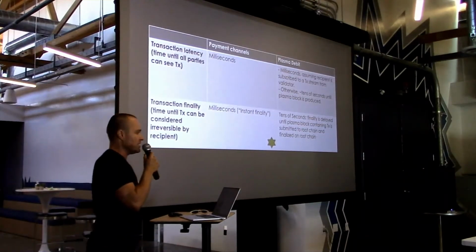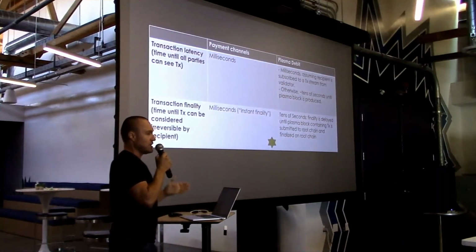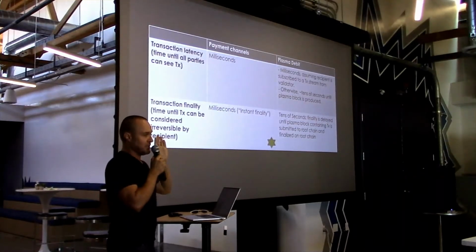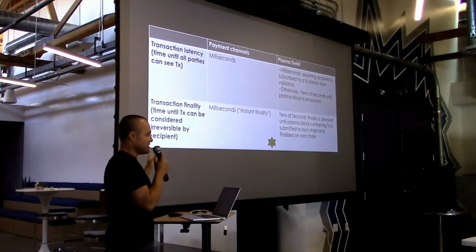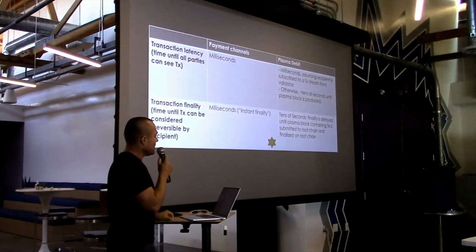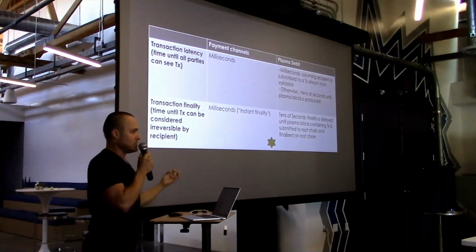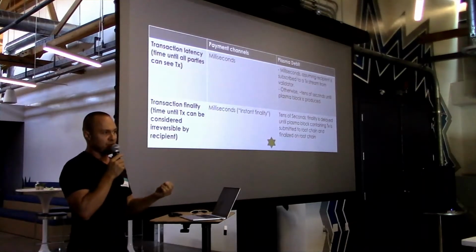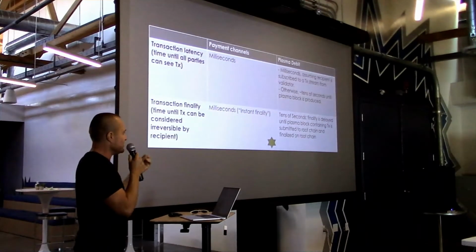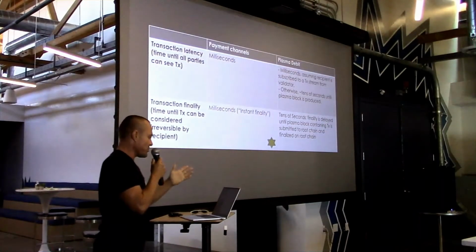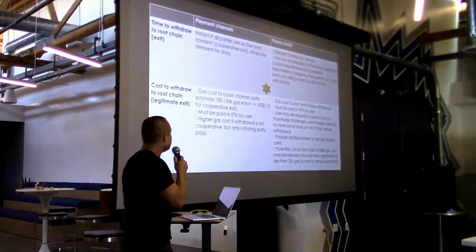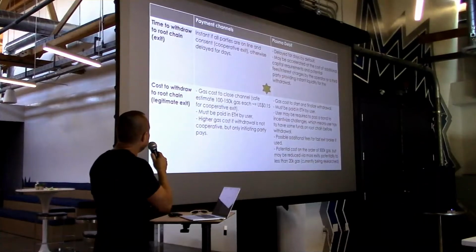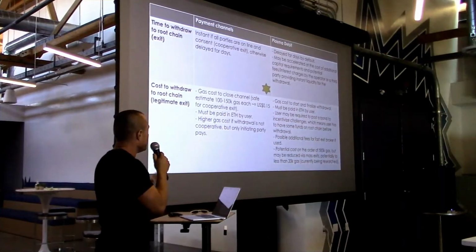So transaction finality is really fast with payment channels. So you can have essentially instant finality or millisecond finality. So if Alice pays Bob, Bob can be confident within milliseconds that payment is irreversible. With Plasma, it takes longer because you have to submit a block to the Ethereum root chain and have that block finalized on the root chain before you can consider a transaction finalized. So that's going to take tens of seconds, which is significantly slower. Depends on your application whether this is a big deal or not.